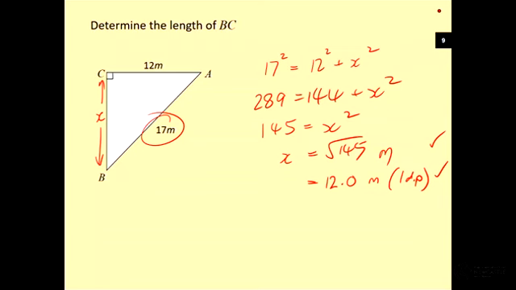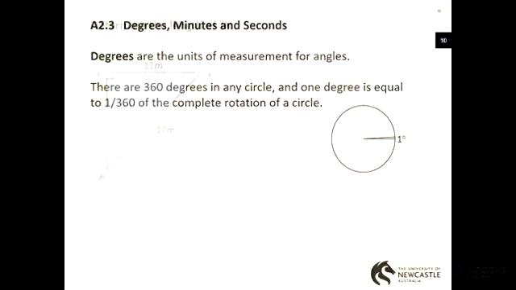Okay, so that's our Pythagoras' theorem. That was the earliest. That wasn't technically trigonometry yet. It was just starting off on triangles, so we actually haven't hit trig yet.